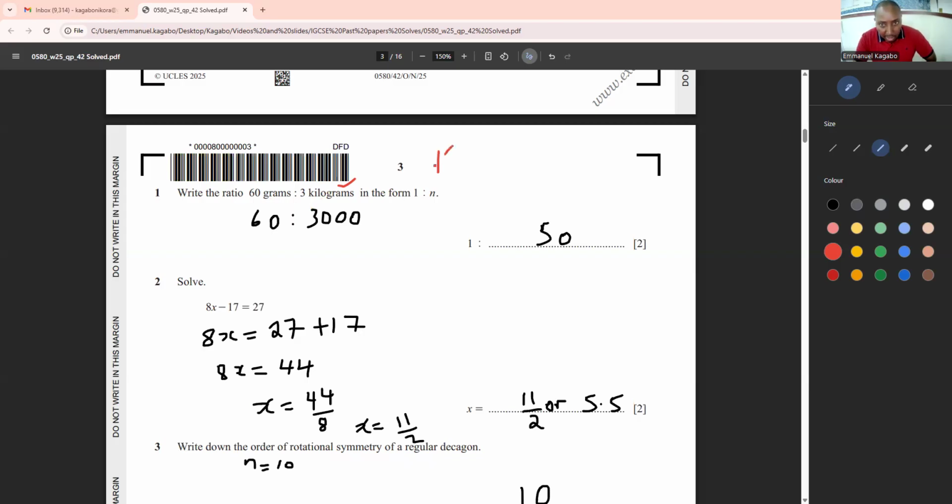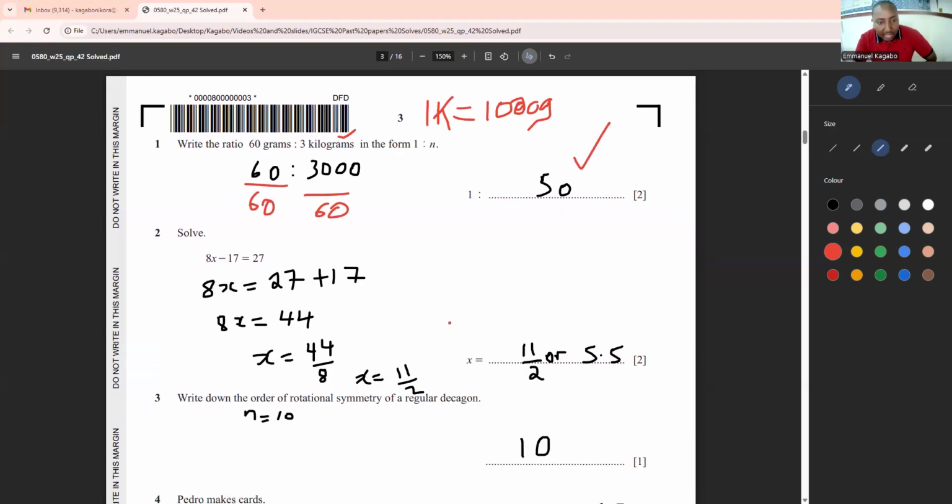So 1 kilogram is equal to 1,000 grams, in case you don't remember that, okay? So now what do I do? I divide by 60 on both sides. When you divide, you get 1 to 50, okay? I hope you have understood that.